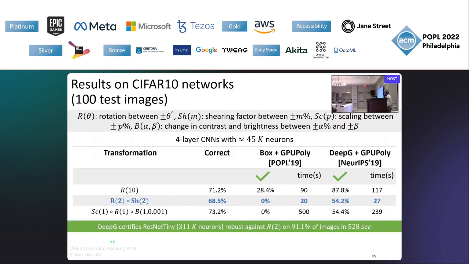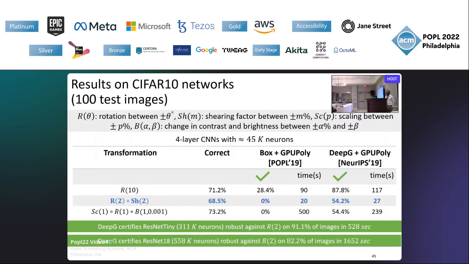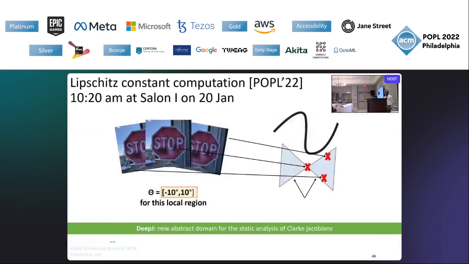We can also scale to larger networks. We can handle 250,000 neurons in 9 minutes, and ResNet18 with 500,000 neurons in half an hour. Somewhat scalable, but not the best. So you can also do more expressive properties, and there's another paper in the same session on 20th January.